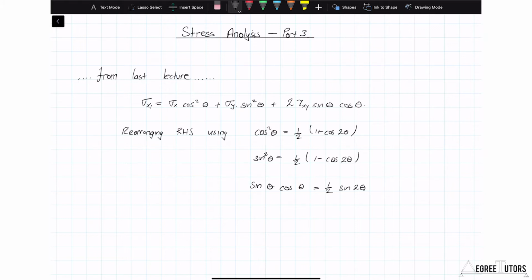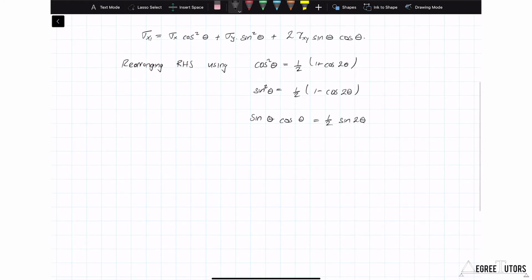Okay, so when you use those trigonometric identities, you replace the corresponding terms on the right-hand side of this equation, and you get the following form of the transformation equation, which is absolutely equivalent to what we have above, but it's just a slightly more widely used version of it, right? So it's going to be this. It's going to be sigma x plus sigma y over 2 plus sigma x minus sigma y over 2 times the cosine of 2 theta plus tau xy times the sine of 2 theta.